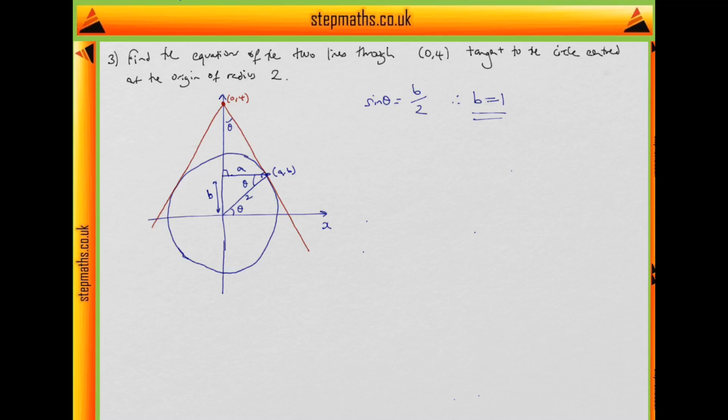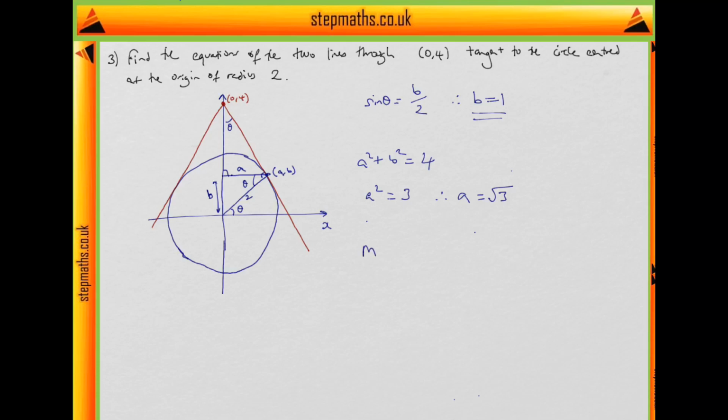How can we find A? We have a right angled triangle here, and we know the hypotenuse of this triangle is 2. We know this is 1, so we can just use Pythagoras' theorem. A squared plus b squared equals 2 squared, which is 4. We know b is 1, so a squared is equal to 4 minus 1, or 3. Therefore a is equal to root 3. Now we have another point, so let's find the gradient.